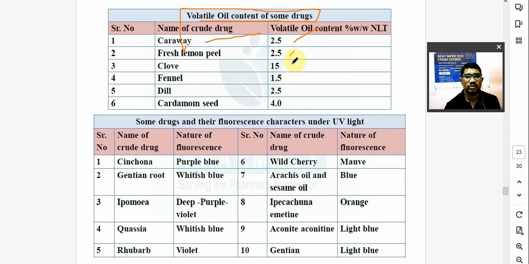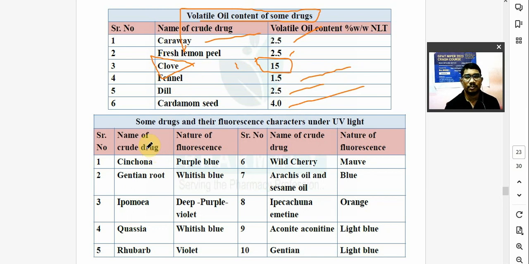So some drugs also show some fluorescence under UV light. अगर आपने ड्रग्स का पाउडर या फिर क्रूड ड्रग का सैंपल, if you analyze that sample under UV, so they are going to show you certain kind of fluorescence. For example, cinchona will show you purple blue colored fluorescence. Gentian root will show you whitish blue colored fluorescence. Ipomoea will show deep purple violet color fluorescence. Quassia bark will show you whitish blue color fluorescence. Rhubarb will show you violet colored fluorescence. Wild cherry माओ कलर फ्लोरेसेंस देता है.